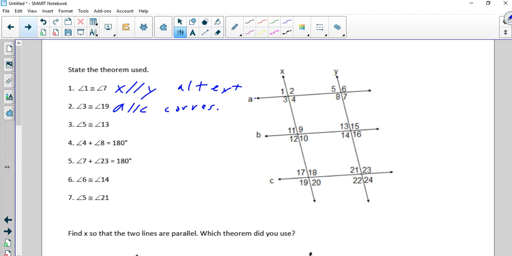Okay, 5 and 13. Here's 5, here's 13. Once again, 13 is inside, 5 is outside, same side, so we know it's corresponding again. And that proves that A is parallel to B.